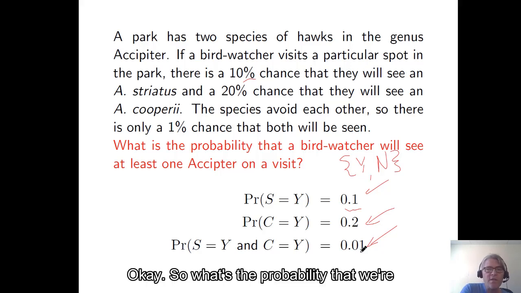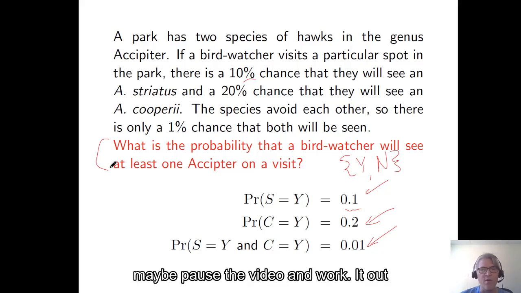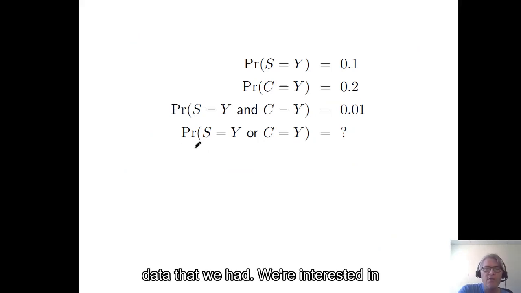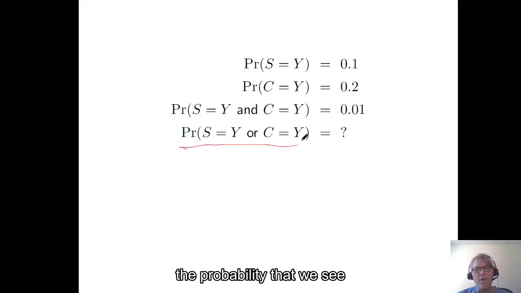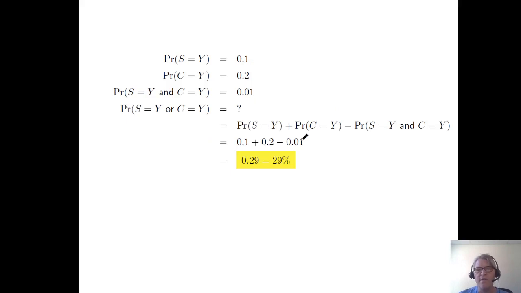Okay, so what's the probability that we're asking about here? Maybe pause the video and work it out yourself. I'm going to advance and we'll find the answer here. There's the data that we had. We're interested in the probability that we see one or the other, so it's an or statement, the sharp-shinned or the Cooper's hawk.